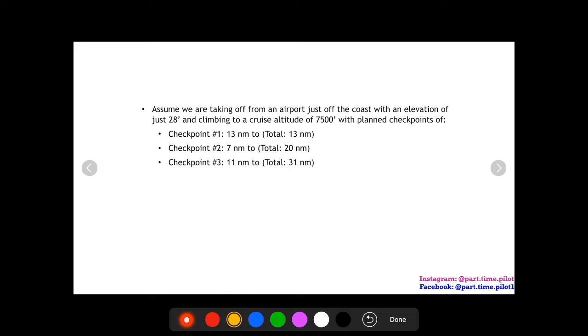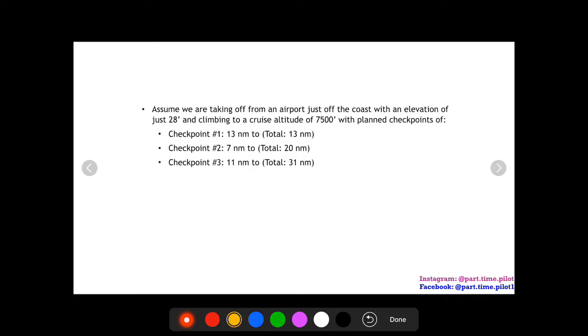Let's get back to the video series on cross-country planning. In my last video, I showed you how to find the total distance to climb using your fuel time and distance to climb chart. Today, we're going to evaluate those checkpoints within our climb phase of flight.